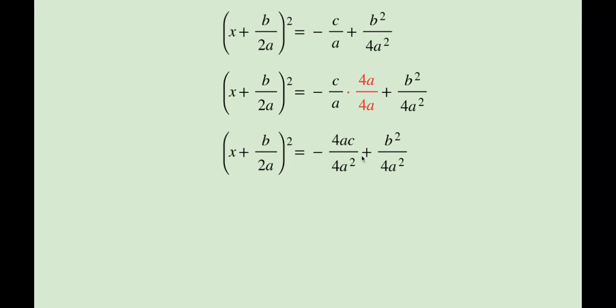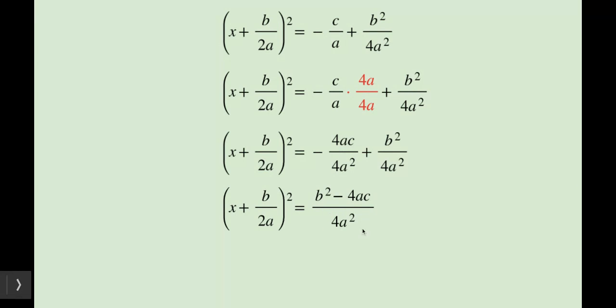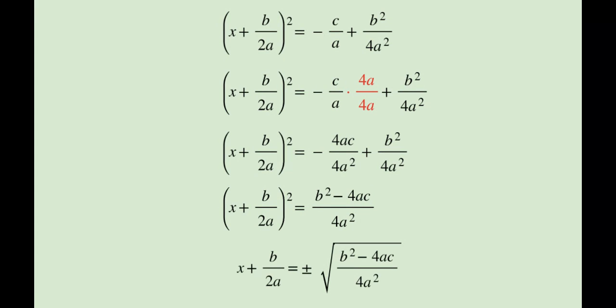Now you can see I have a common denominator, so let's put these two fractions together. So this will be b squared minus 4ac. Right? So that's what I have. So I did all that work to get common denominators. So I have a common denominator. All right, now that I have one term here, let's take the square root. So I'll square root both sides. Remember, when you take a square root, include a plus or a minus. So here I have this.